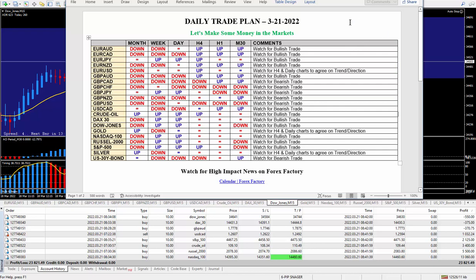If you're not producing a daily trade plan like I do every morning, and you must do this at the beginning of each trading session, because the market will change from one session to the next. So you have to do this, and if you don't do this, this is a very good reason why you are not succeeding at trading the markets.